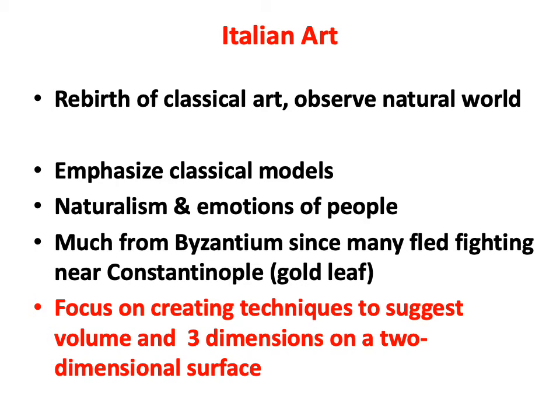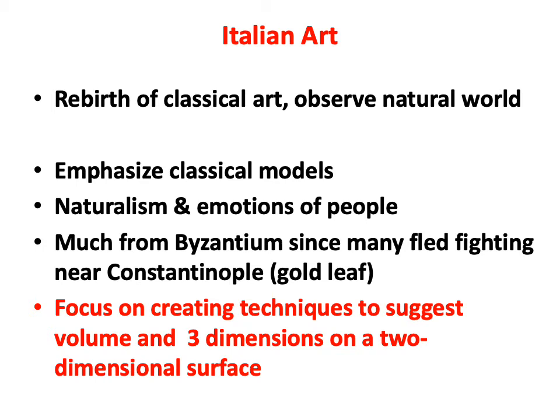Now we'll switch gears and start looking at the world of art and architecture during the 14th century. What we're starting to see now during the 14th century, the century of transition, is the rebirth of classical art when people start to observe the natural world. This doesn't happen overnight, it happens over several decades. And of course, when we get to the Renaissance in the next century, the Renaissance is French for rebirth, and it's the rebirth of classical Rome and Greece. So Italian art starts to emphasize classical models.